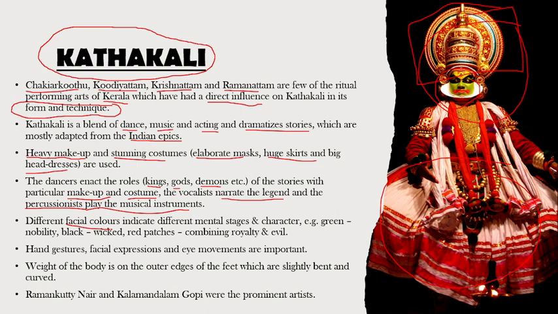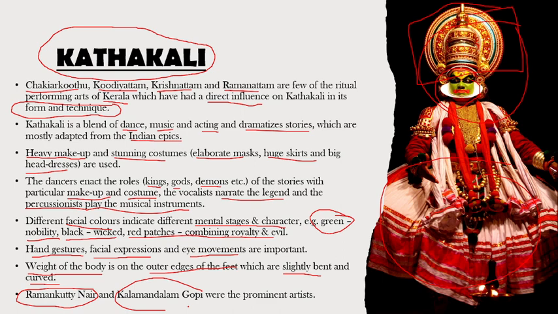Different facial colors indicate different mental stages and character. That is, green has nobility, black with wicked people, red patches combining royalty and evil. So the hand gestures, facial expressions, and eye movements are very important. The weight of the body is on the outer edges of the feet, which are slightly bent and curved. Raman Kutti Nair and Kalamandalam Gopi are the prominent artists of Kathakali.